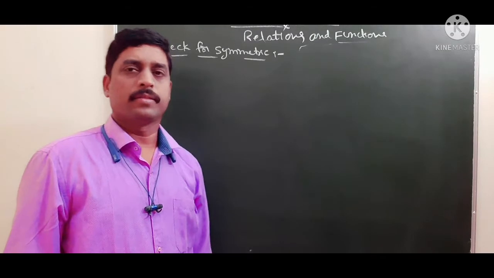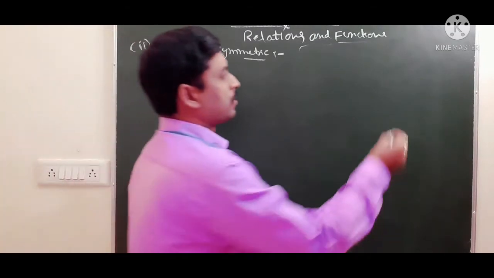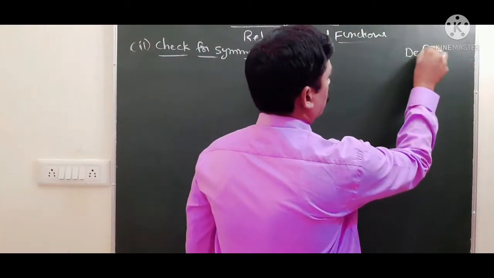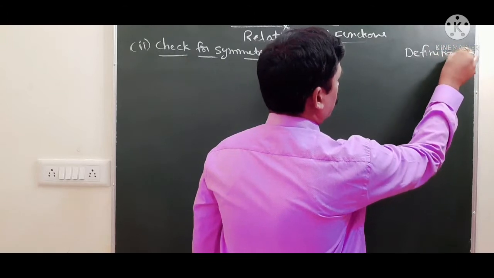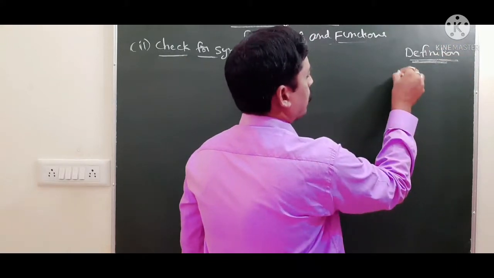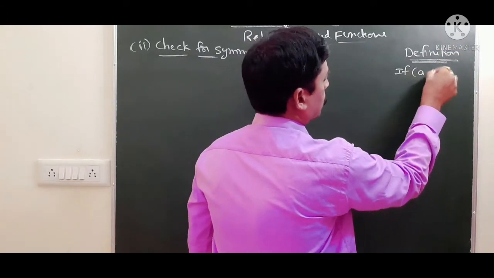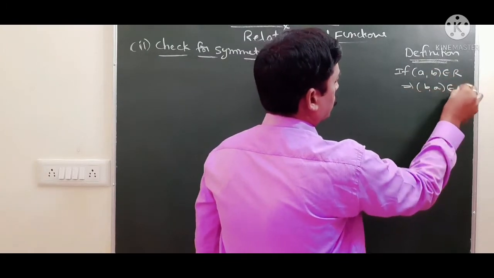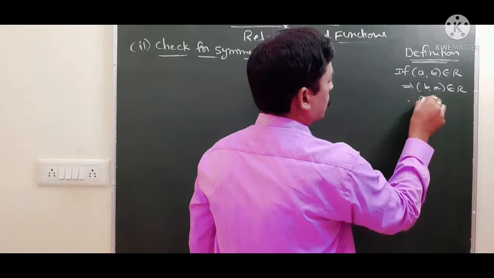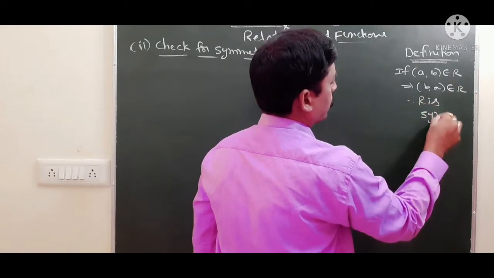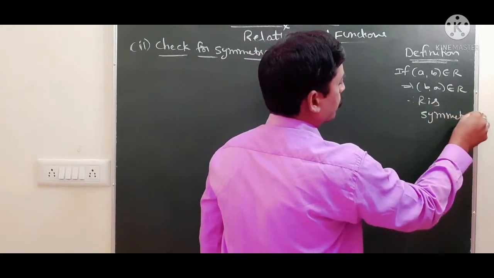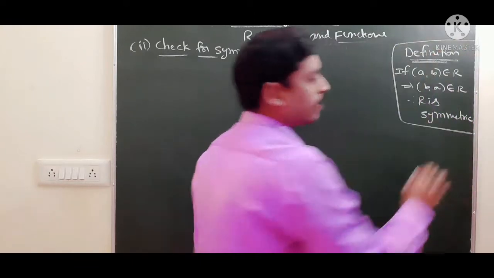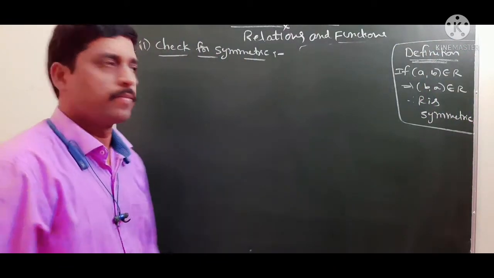So now I explain the symmetric property. First, I give the definition once again. If (A, B) belongs to R, that implies (B, A) also belongs to R, then R is symmetric. That is the definition of symmetry.